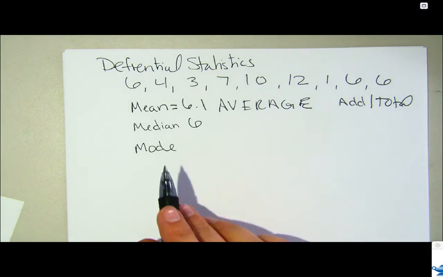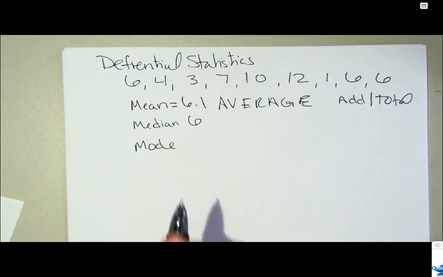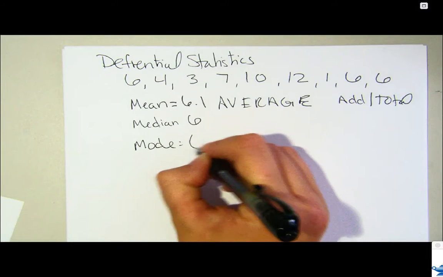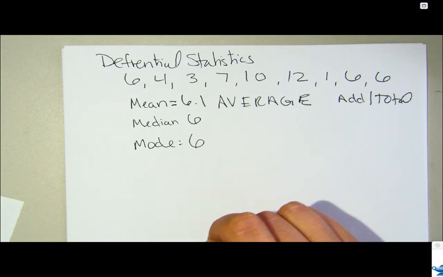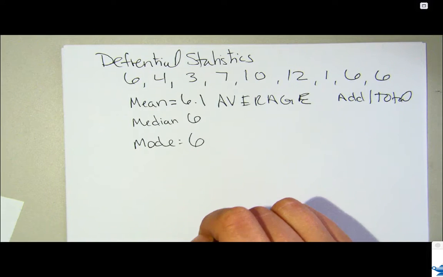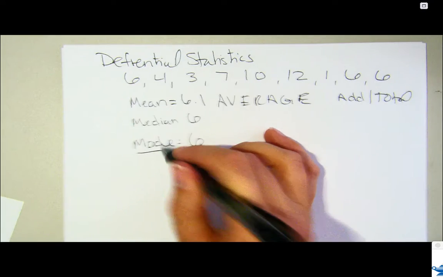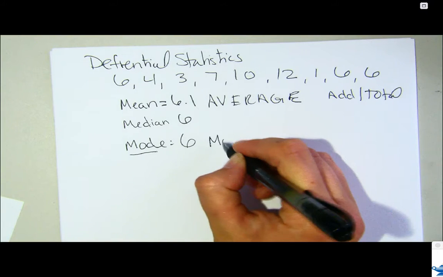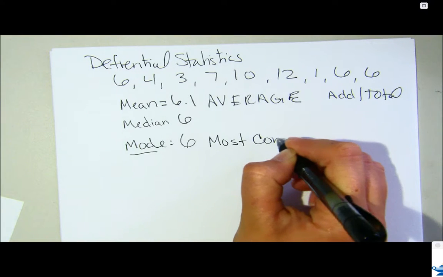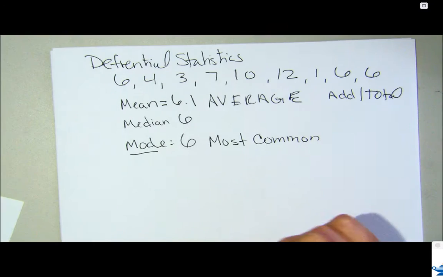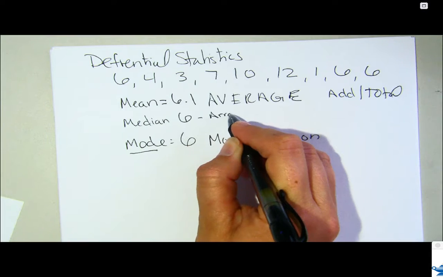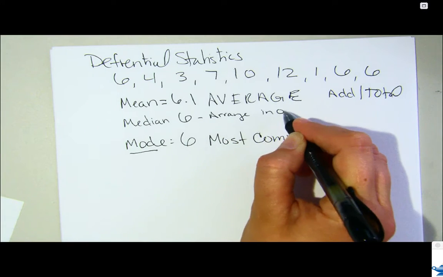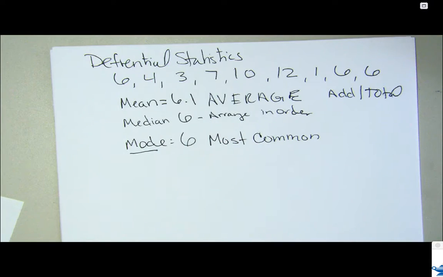And what is the mode? What is the mode, Jenny? 6. How did you figure it out? Out of all the numbers, 6. Yeah, I literally made this up last year while I was doing it. It's fine. 6, 6, 6. Okay, so the mode is 6. What does mode mean? The most common. So there's more 6s than anything else, so it's got to be the mode. The median is arrange in order. Arrange in order.